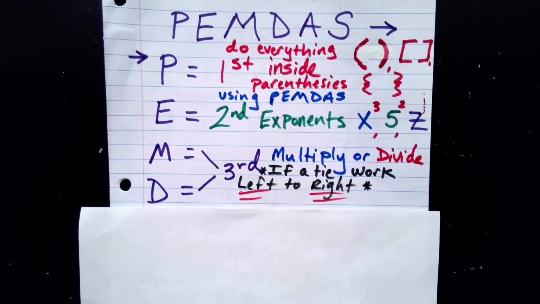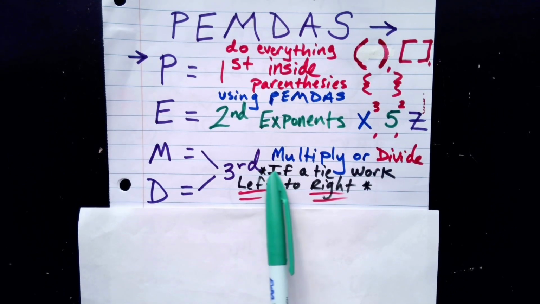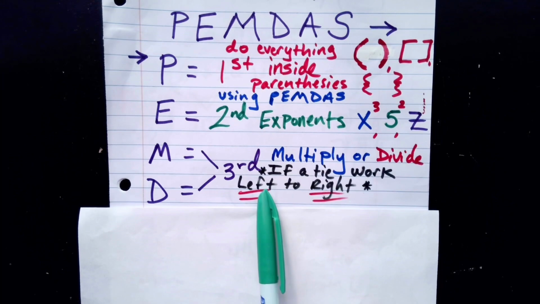Thirdly, it's kind of a tie. You would multiply or divide. So if it is a tie, that means all you have left to do is to multiply or divide for your problem. Then in a case of a tie, you want to work left to right. Left to right.